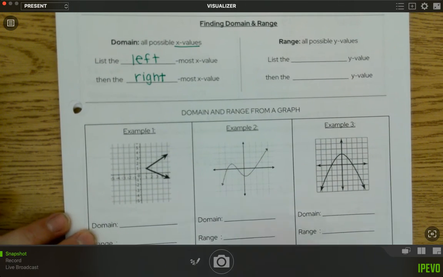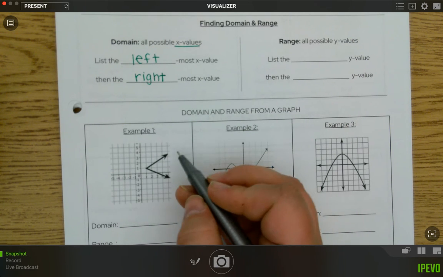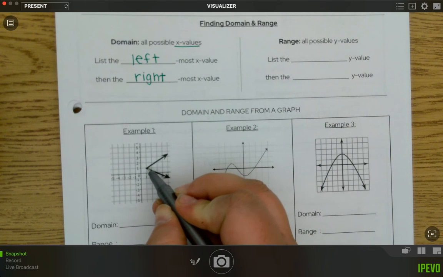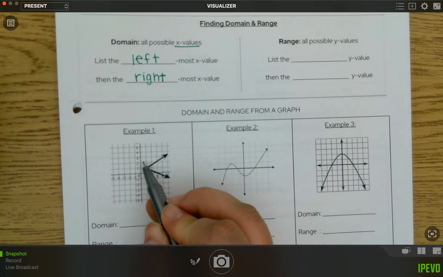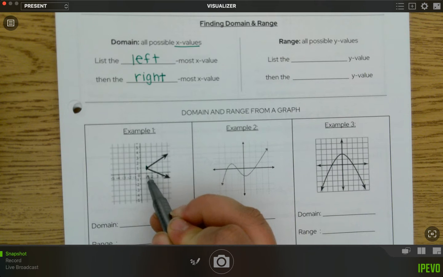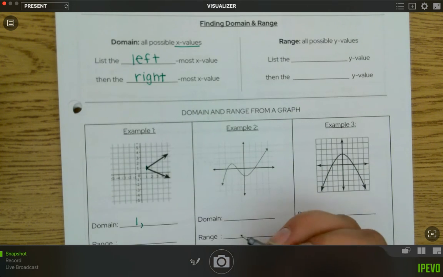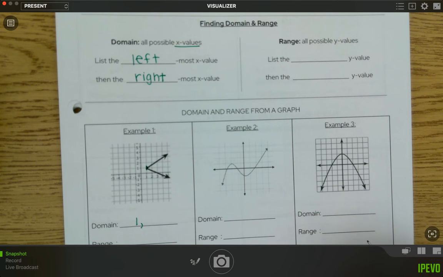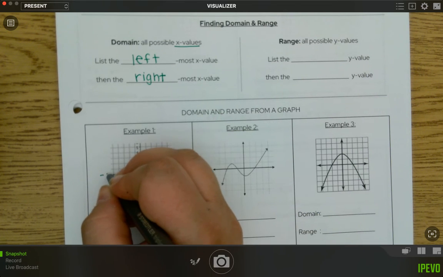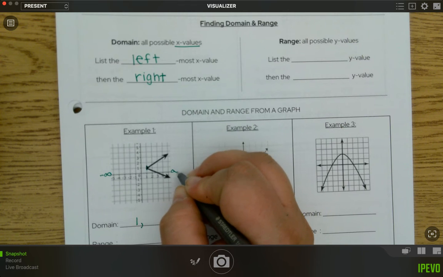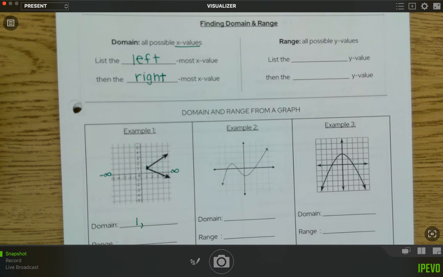So for this first graph, the furthest to the left on my graph is right here. It doesn't go right here. There are no lines right here. It stops right here at the x value of 1. Okay, and then I'm going to go to an infinity next. So I'm going to go ahead and write this for you guys. Negative infinity is on the left, positive infinity is on the right, the same way as if this was just a number line.